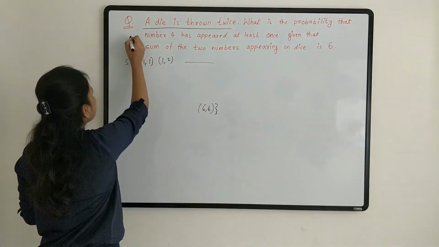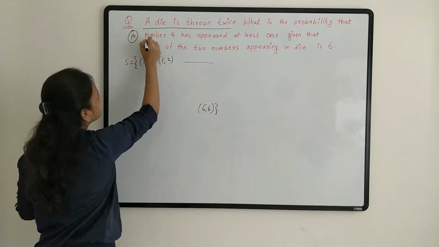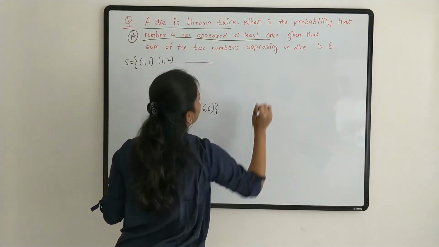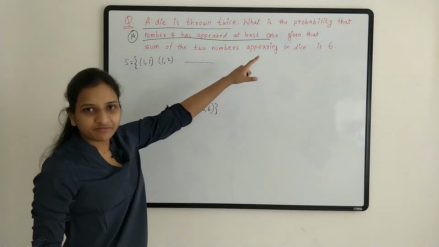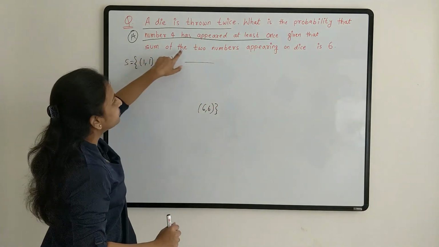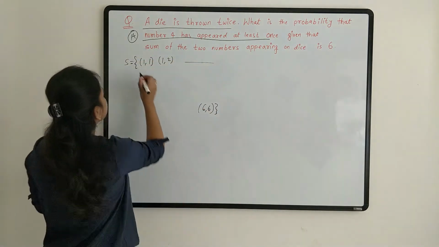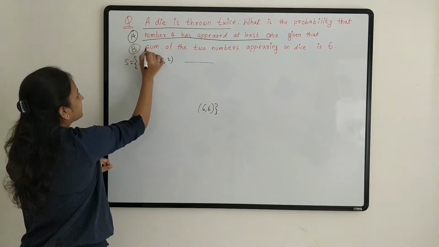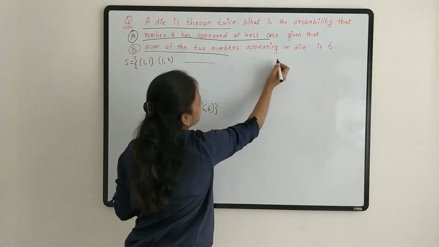Then what is the probability that number 4 has appeared at least once? This is one event, say this is event A: number 4 has appeared at least once. Given that one more condition is there: the sum of the two numbers appearing on the dice is 6. So this is the second event, event B: the sum of the two numbers is 6.